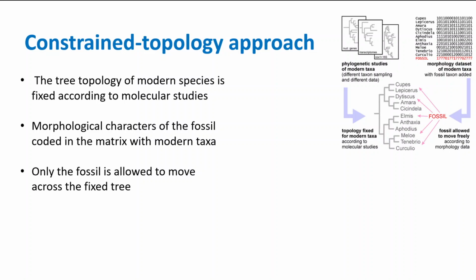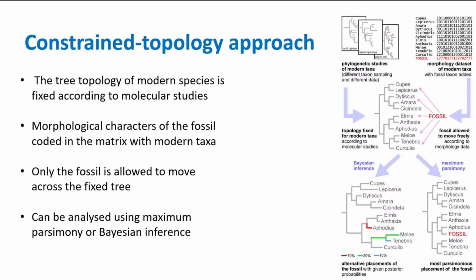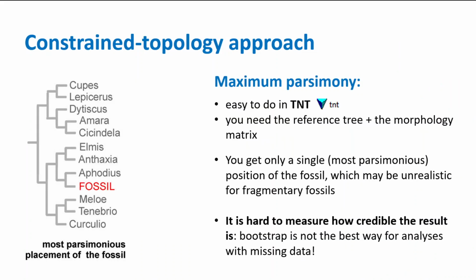So you can do this in two ways. You can do it in the Bayesian analysis, and you can do it in the maximum parsimony way. For the maximum parsimony way, I did it in TNT. It's actually very easy. You need the reference tree and the morphology matrix. Naturally, as in most maximum parsimony analyses, you get just a single most parsimonious position of the fossil, which may not be totally realistic in the case of fragmentary fossils.